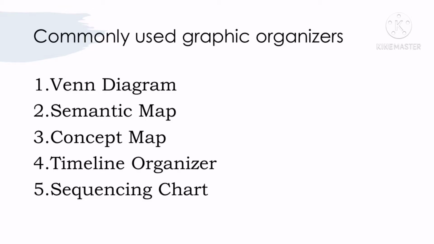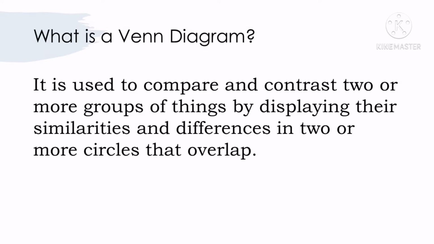And these are the commonly used graphic organizers. So we have the Venn diagram, Semantic Map, Concept Map, Timeline Organizer, and Sequence Map or Sequence Chart. Alright, now let's discuss them one by one. First, let's go with the Venn diagram. When we say Venn diagram, it is used to compare and contrast two or more groups of things by displaying their similarities and differences in two or more circles that overlap.